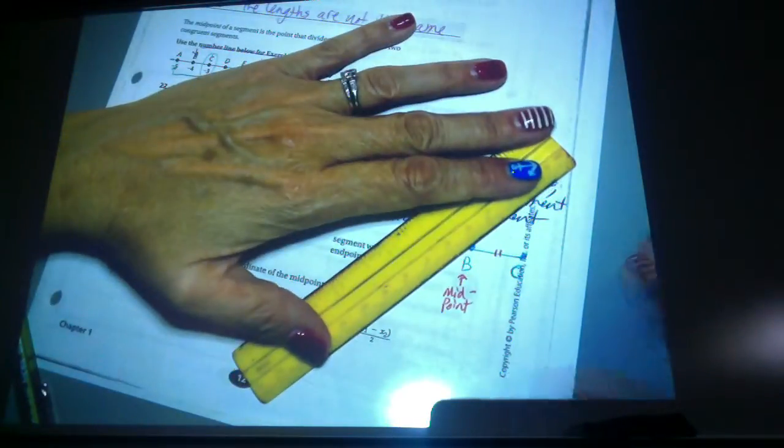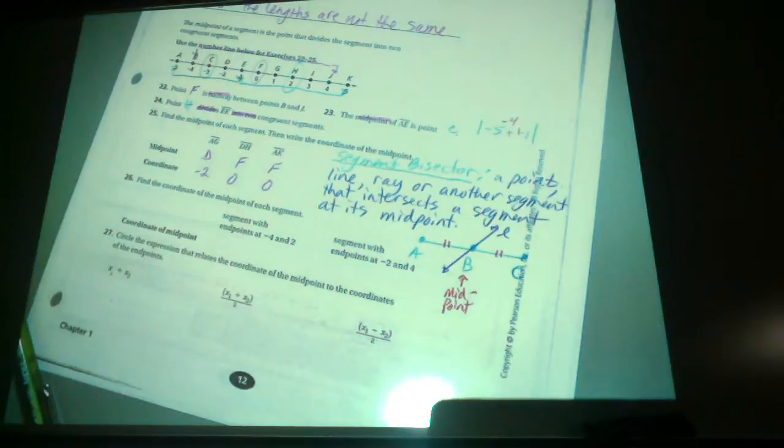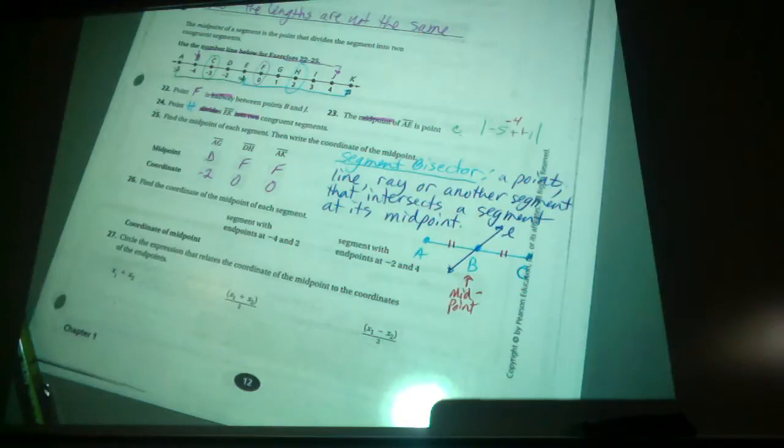So written just as it is, B would be a point. That point B is the segment bisector. Or I can put a line through there. Call that line L. Line L could be a segment bisector. Or I could have made it a ray, and that would be a segment bisector. So long as it's intersecting segment AC somewhere through B, whatever that item is, it's a segment bisector.